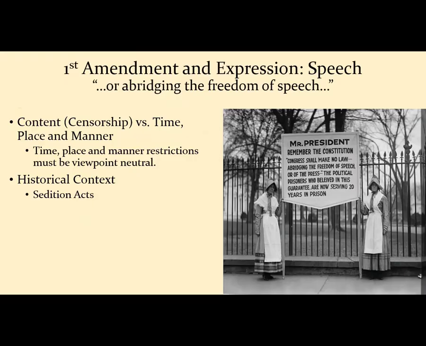We have censored content. Notable example of that is in wartime, sedition. So sedition is speech that criticizes government or government activity. Early in American history, under the presidency of John Adams, our second president of the United States, the first Sedition Act was passed.